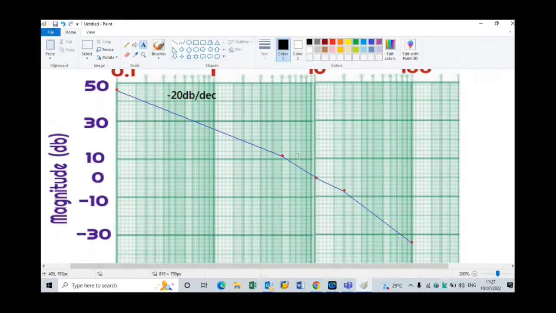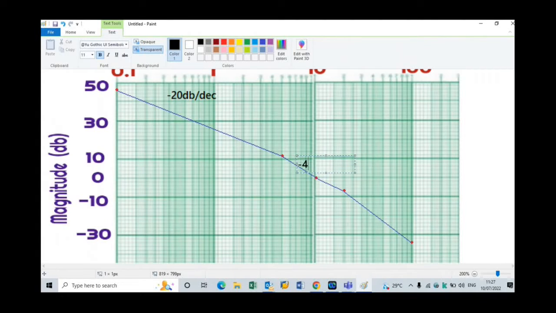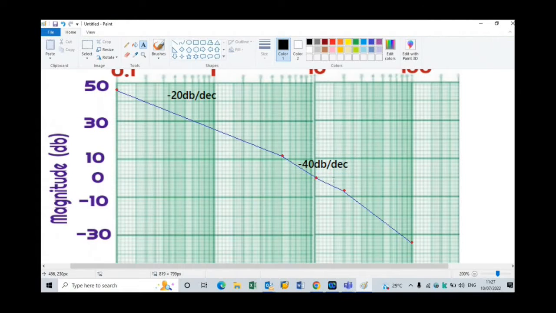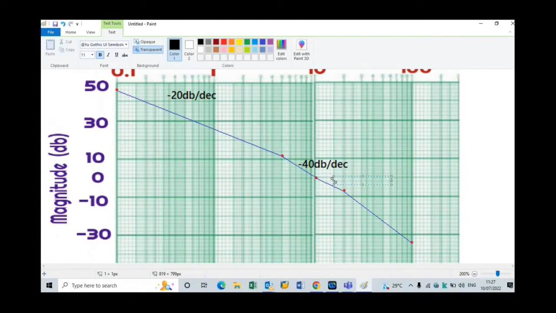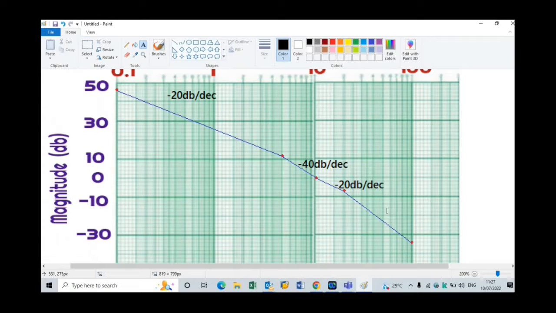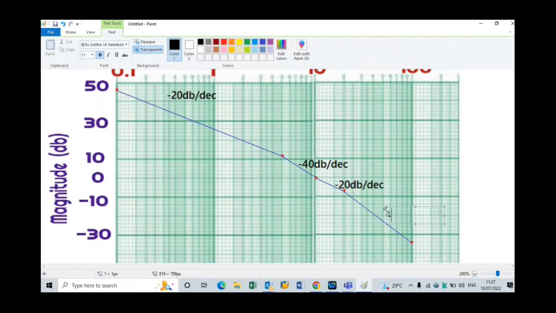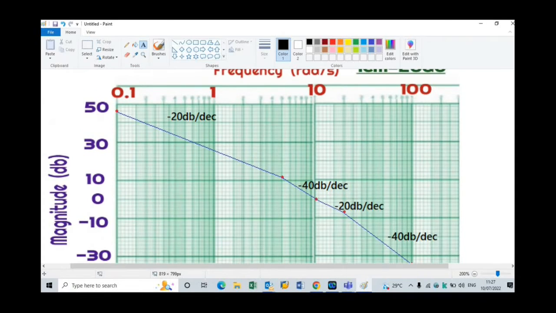Now for the second line, again slope is minus 40. So we have to write here minus 40 dB per decade. Now we will move for the third. So for this third line, slope is minus 20 dB per decade. So again we will write minus 20 dB per decade. And next one is minus 40 dB per decade. So in this way, this magnitude graph is getting completed.